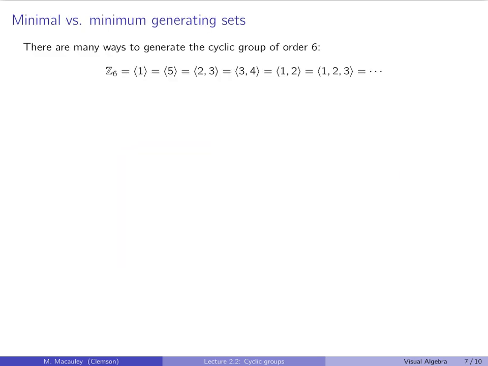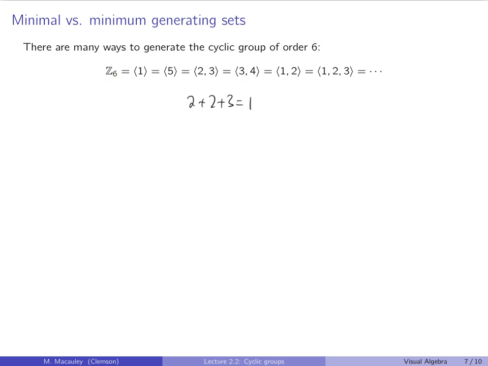Next, I want to talk about minimal versus minimum generating sets, something that I mentioned in the previous chapter. There are many ways to generate the cyclic group of order 6. We know that it's generated by 1 and also by 5, because these are the two things relatively prime to 6. But notice it's also generated by 2 and 3. And why is that? Because from 2 and 3, if I take 2 plus 2 plus 3, I get 1, and now I have a generator of Z6, so I have everything.